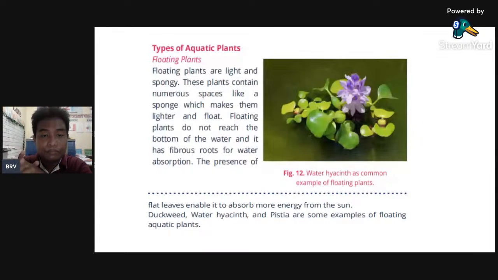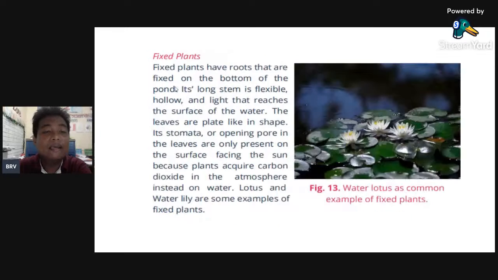Then the presence of flat leaves enables it to absorb more energy from the sun. So if we're going to say floating plants, galutaw lang sila, then flat leaves, and it can capture more energy from the sun. Okay, so duckweed, water hyacinth, and pistia are some examples of floating aquatic plants. Okay, so next we have the fixed plants.